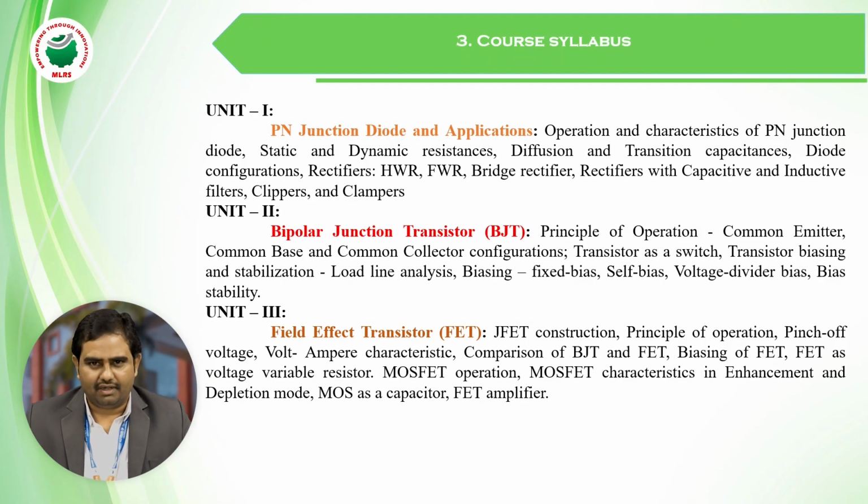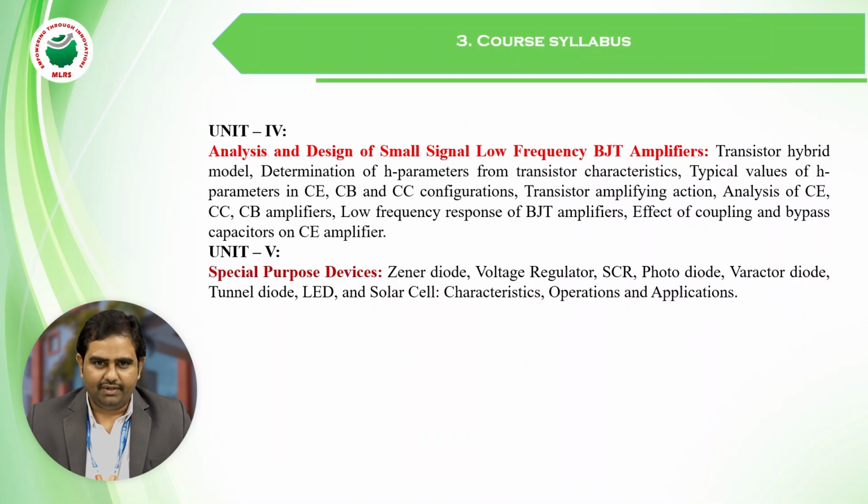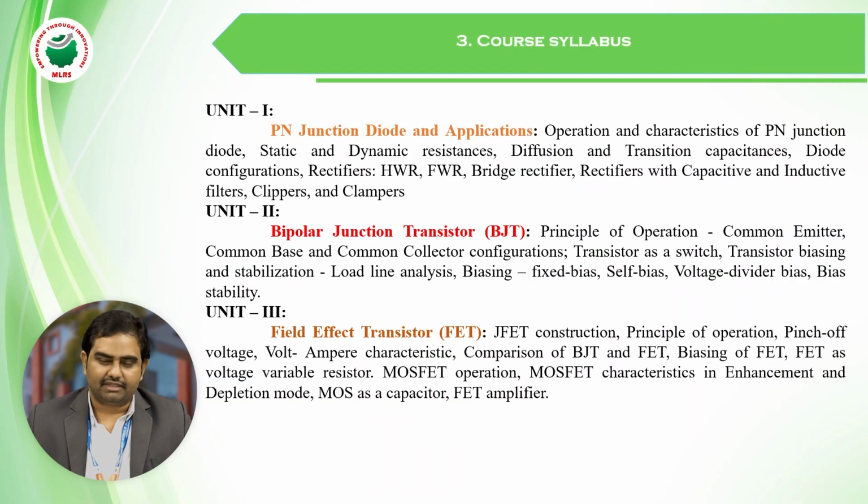Coming to the curriculum of electronic device and circuit subject, totally it consists of 5 units. In that, the first unit consists of basic PN junction diode and its applications. So the topics are like operation and characteristics of PN junction diode, static and dynamic resistance of PN junction diode, different kinds of capacitances, and the diode configurations. So these are all the PN junction diode fundamentals. After that, application part consists of rectifiers, filters, clippers, and clampers. So that's all about unit 1 and topics.